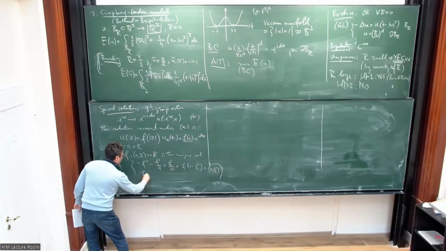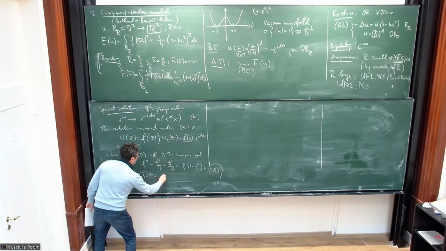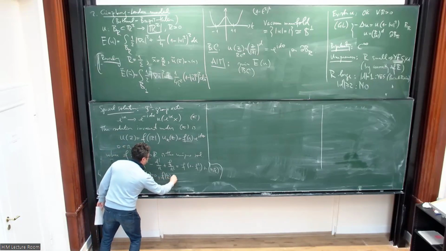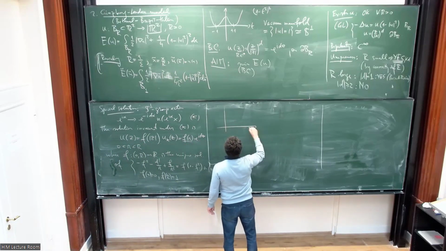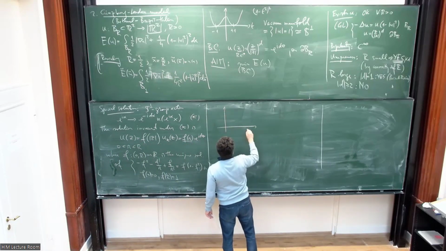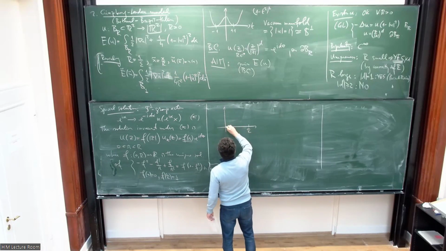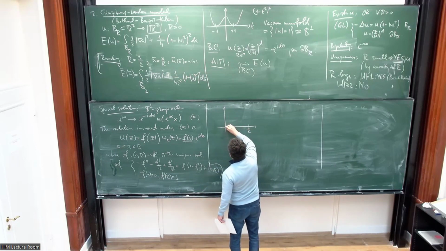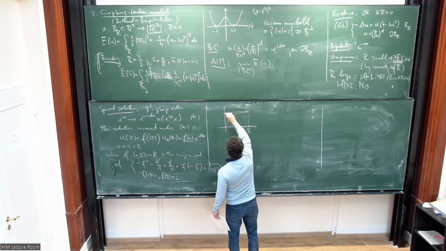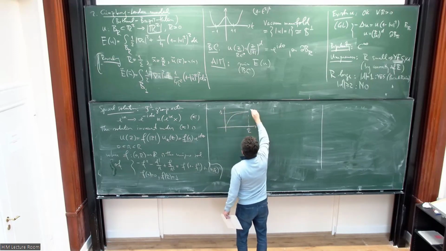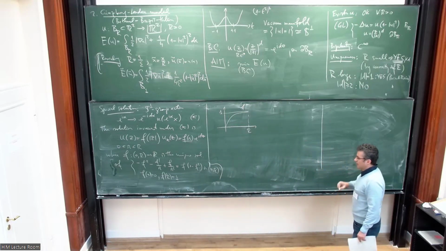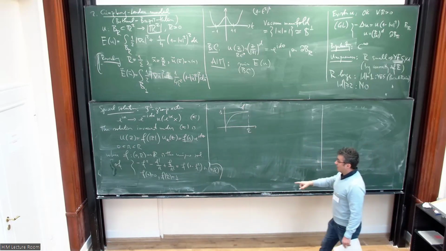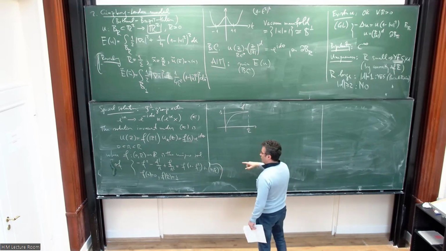Okay. And f(0) is 0, and f(r) is 1. Okay, so let me draw. So you have a solution that behaves like this. This is 1, and this is f. So you can prove.